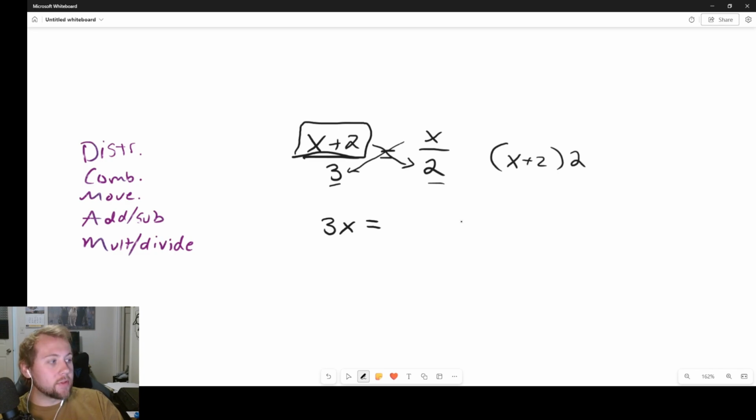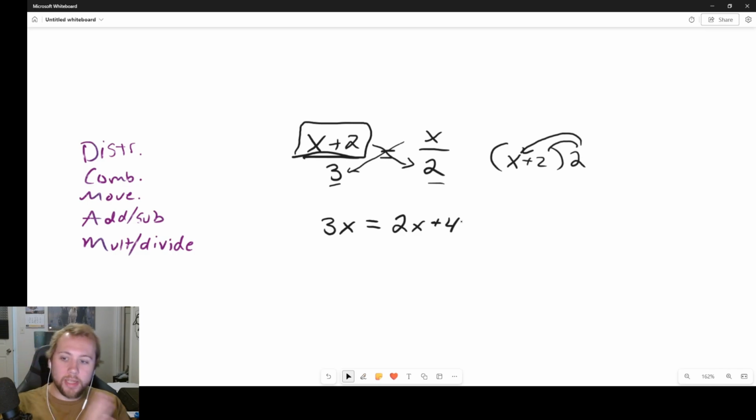So you're going to have to distribute that 2 to both terms. So what's 2 times x? 2x. What's 2 times 2? It's 4. I distributed that right to left, but it's still fine.